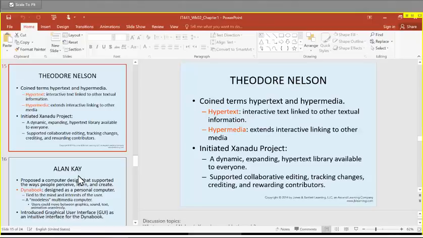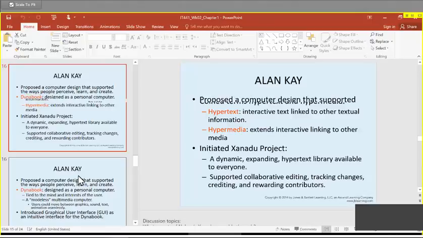So he also initiated the Xanadu project, which was a dynamic expanding hypertext library available to everyone, and supported collaborative editing, tracking changes, creating and editing, and rewarding contributors.